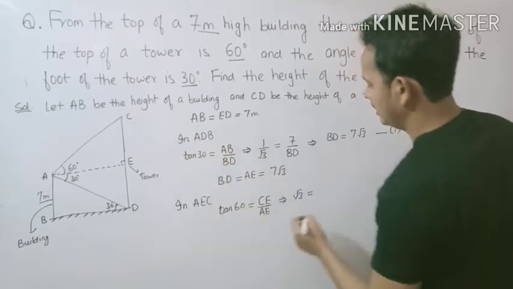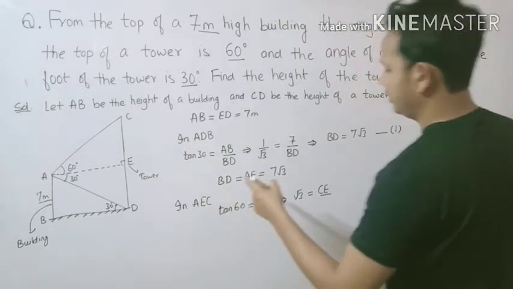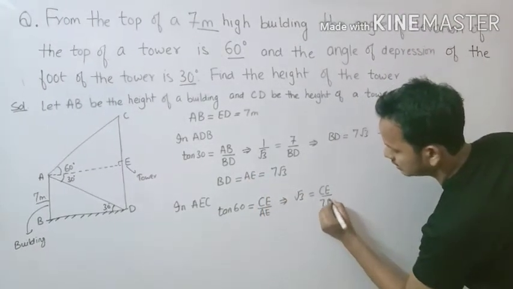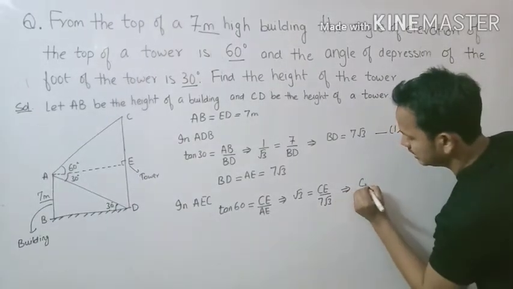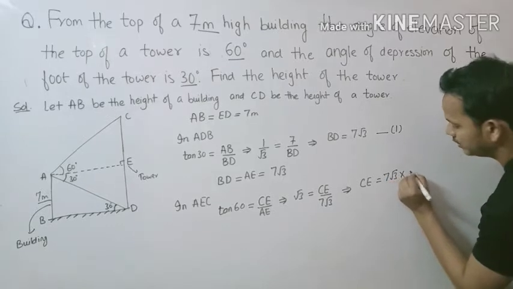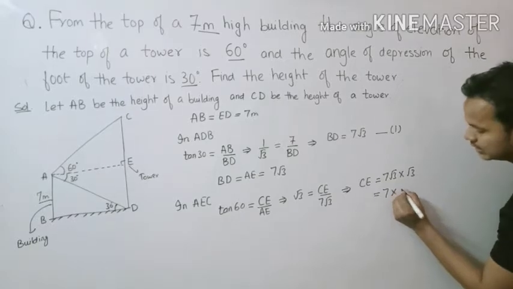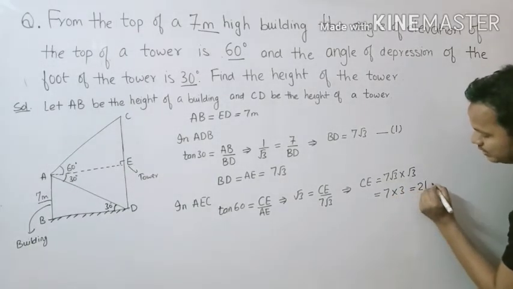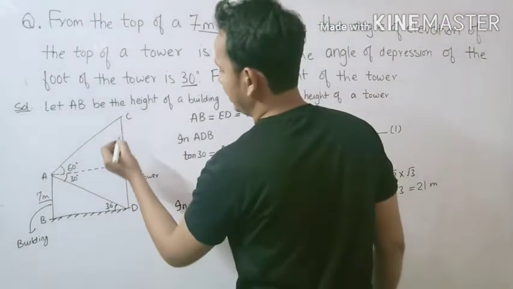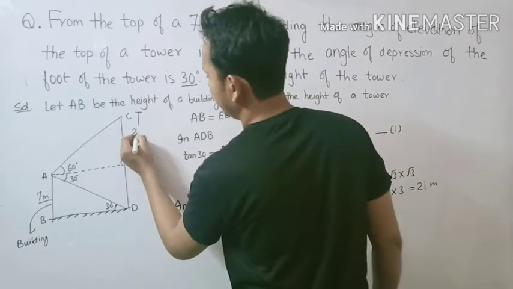CE we have to find out, and AE we have already found out, AE is equal to 7 root 3. This implies CE is equal to 7 root 3 into root 3. So root 3 into root 3 is 3, and 7 3s are 21 meter. So we can find the value of CE. CE is 21 meter.